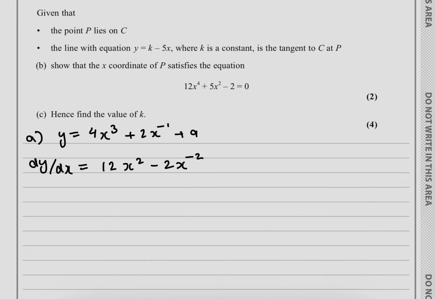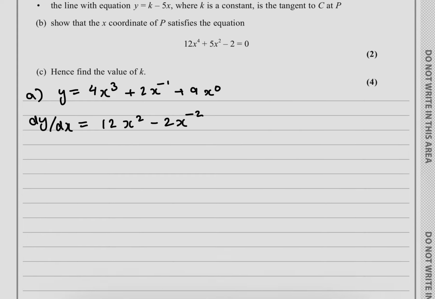Don't even bother with it, because if it had an x, it would be x to the power 0, because x to the power 0 is equal to 1. And 9 times 0 is 0, so it just disappears. Now, if you were to rewrite this, it would be equal to 12x squared minus 2 over x squared. Either works, they're both the same thing, and you're going to get marks either way.